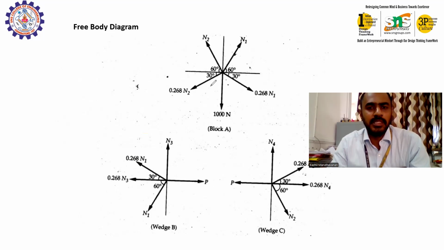As we've seen, N2 here is inclined at 30 degrees. The N2 over here will be 60 degrees. Then N1 over here is 60 degrees. The N1 here is 30 degrees. This is the 1000 Newton. So for the wedge also, we have drawn the line diagrams. Then first we have to solve the block by applying all the values.